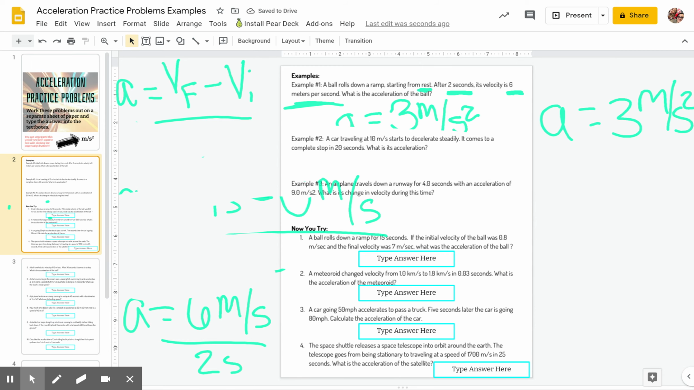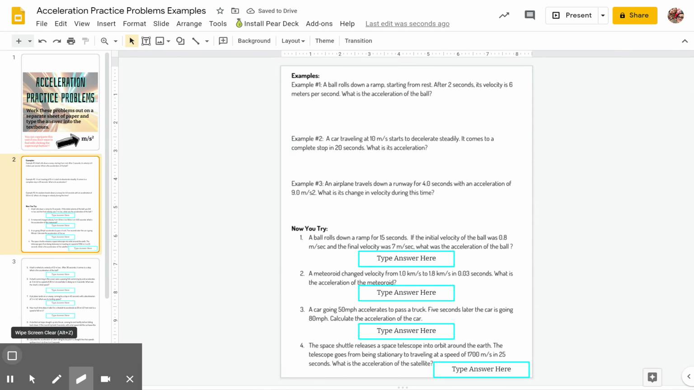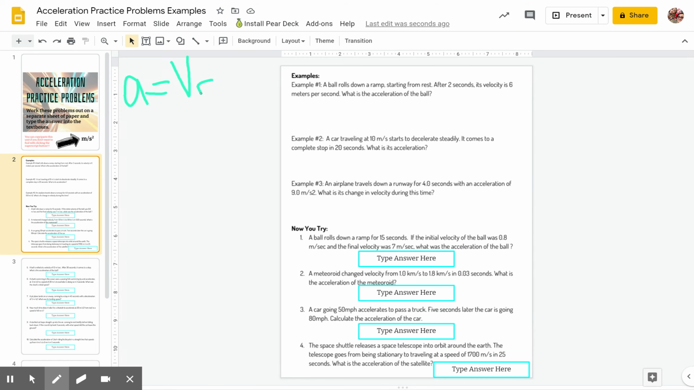Okay, so let's look at our next problem. Example number 2. Again, we want to write out our formula every time. A equals final velocity minus initial velocity divided by time. Example number 2 says a car traveling at 10 meters per second starts to decelerate steadily. What does that mean, decelerate? Well, that means it's slowing down. It says it comes to a complete stop in 20 seconds. What is its acceleration?